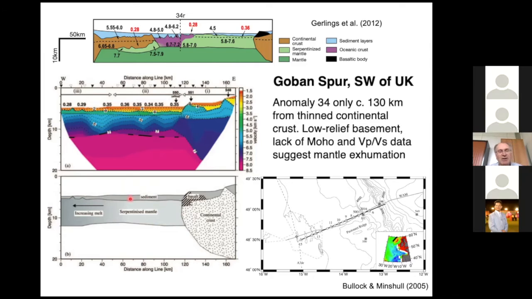It's a different case from the West Iberia margin because there is some magnetism. There is this basaltic body which was drilled just right at the edge of the thin continent. But this region out here, the basement has low relief, there's no MOHO reflections, and the VP-VS ratio is quite high. So all of these things suggest that we're not dealing with normal slow spreading oceanic crust here. We've probably got some mantle exhumation.